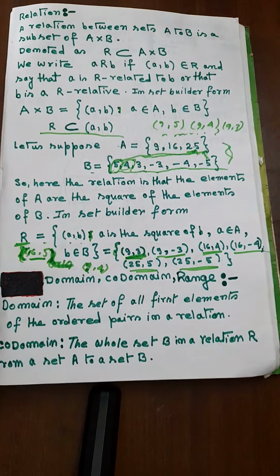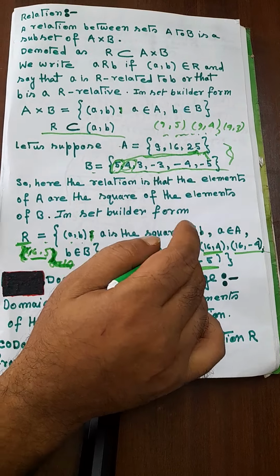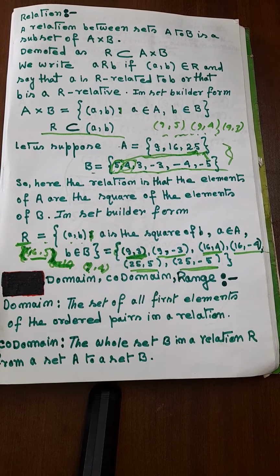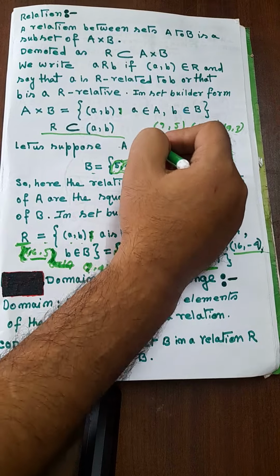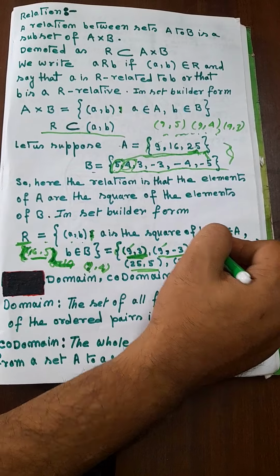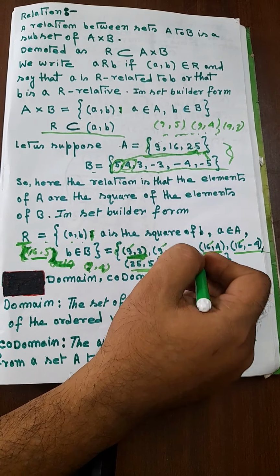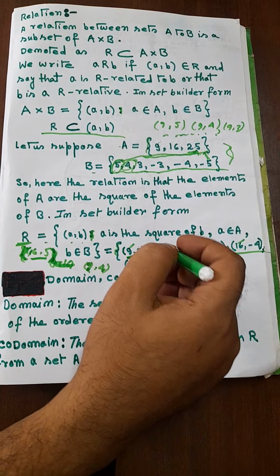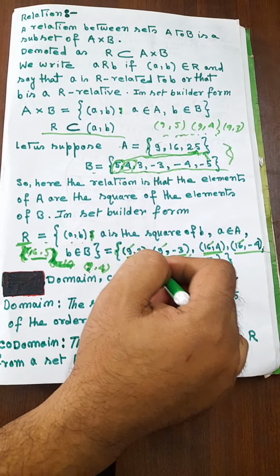This relation R is a subset of the Cartesian product A and B, okay? Now, what is domain, codomain, and range of a relation? The set of all the first elements of the ordered pairs in a relation is the domain. The first element means these are the first elements, this is set A, this is set B. So the domain of a relation is the first element of all the ordered pairs. Like here, the domain will be 9, 16 and 25, right?